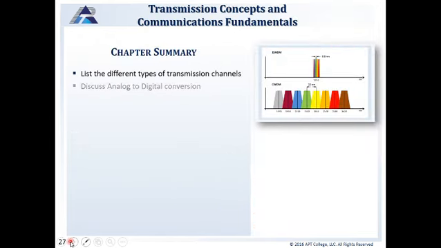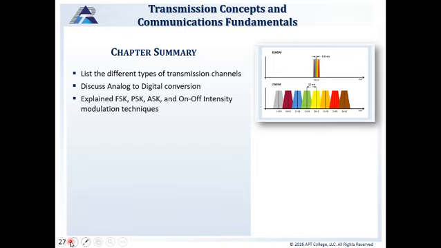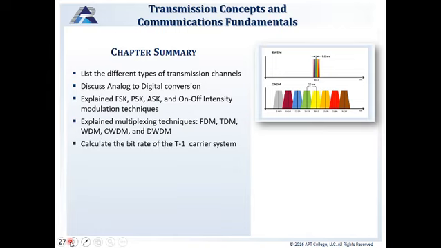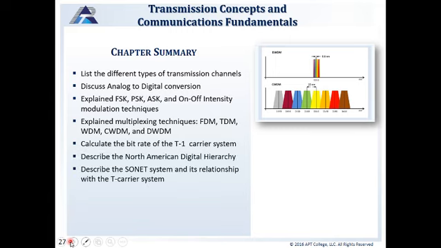Chapter summary. We listed the different types of transmission channels, discussed analog to digital conversion, explained frequency, phase, and amplitude shift keying, as well as on-off intensity modulation techniques, and explained multiplexing techniques. Those are, again, frequency division, time division, wavelength division, coarse wavelength division, and dense wavelength division multiplexing. We calculated the bit rate of a T1 carrier system, described the North American digital hierarchy, and described the SONET system and its relationship with the T carrier system.